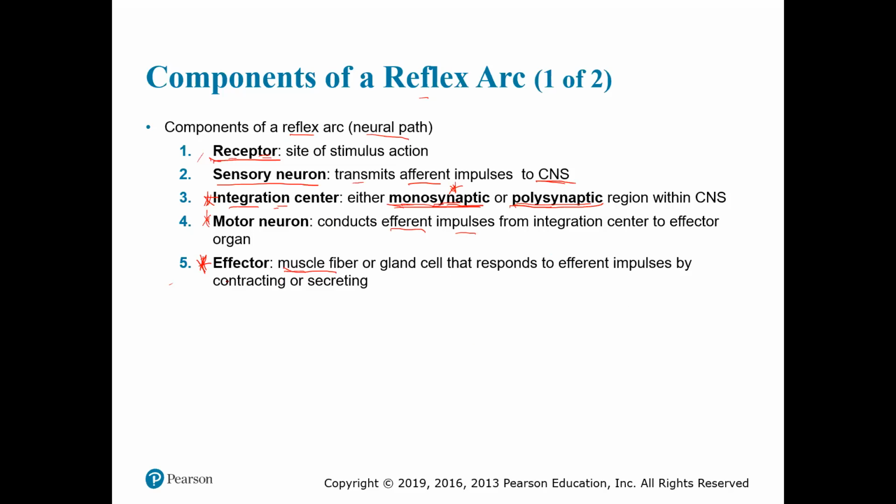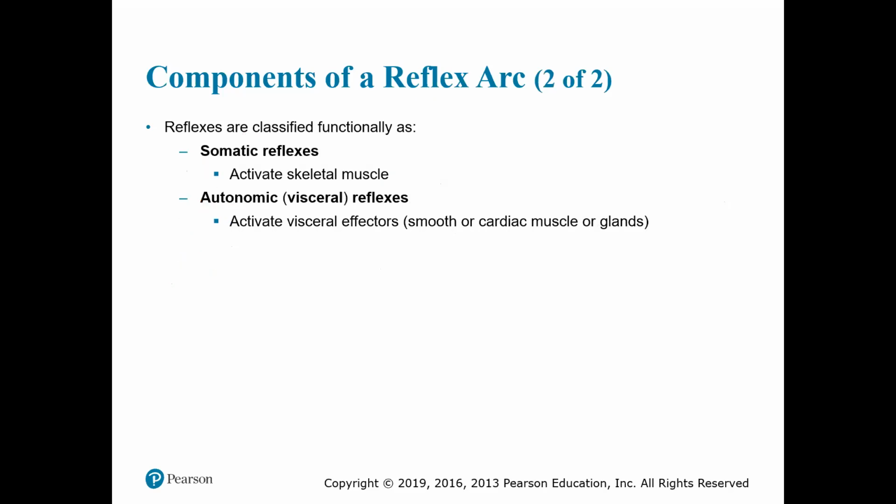So the effector, no matter what it is, is going to either contract to do work or secrete to get work done. So these are the 5 parts. The receptor; the sensory neuron, afferent; the integration center, and if there is an interneuron, that's important; the motor neuron, efferent, coming out; and the effector, the organ or gland or muscle that's going to do the work. So we're going to talk again about somatic reflexes, which activate skeletal muscle.